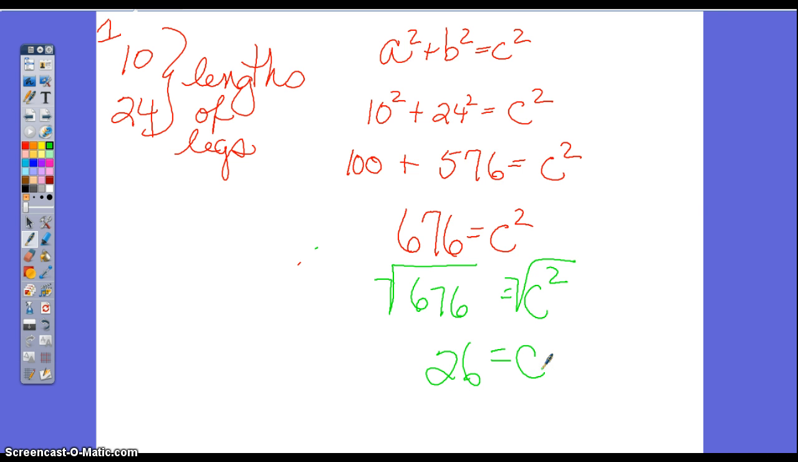So 26 is the length of the hypotenuse in this equation. Next week, we're going to learn how to simplify these. And then sometimes we'll just leave it with a radical. This is called a radical, this division symbol with a T-spout. Questions about what we've done?